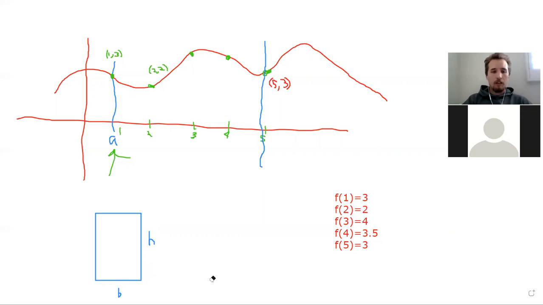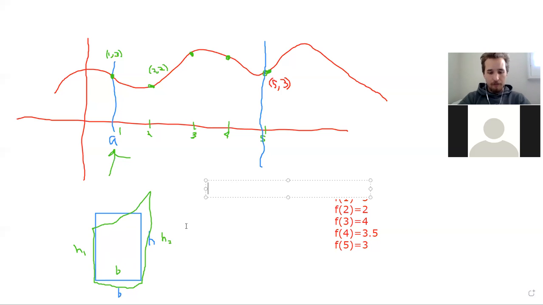Oh, jeez. I'm going to try and draw a trapezoid with the same base. That's going to be as good as I get. We now have a trapezoid. It has the same base, but it has 2 different heights, height 1 and height 2. We can calculate it still with base times height. The problem is we don't have one height.